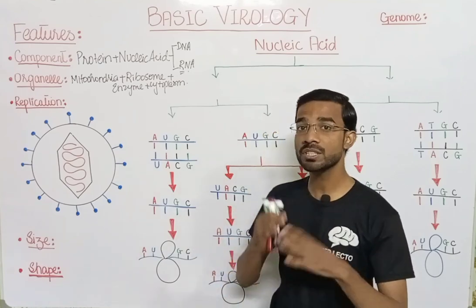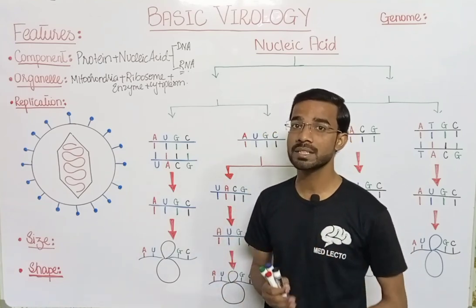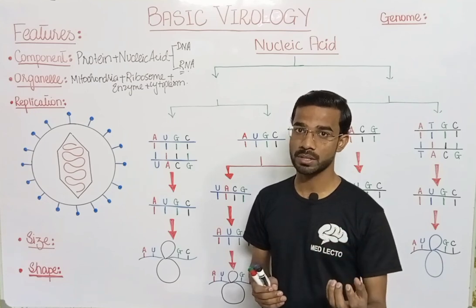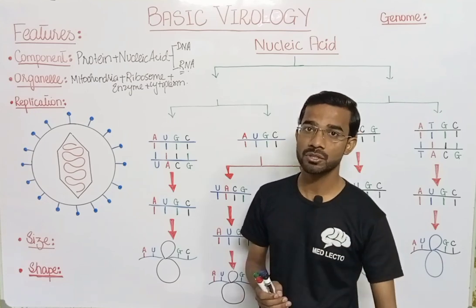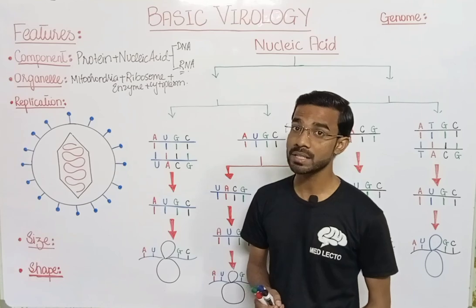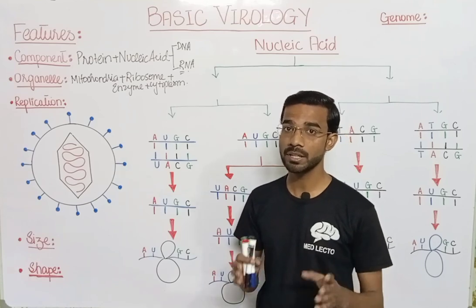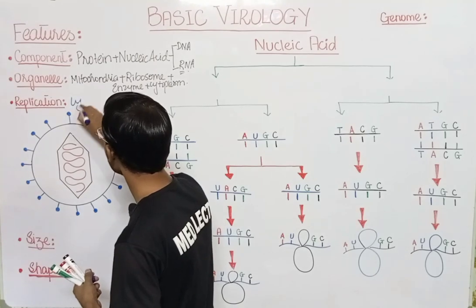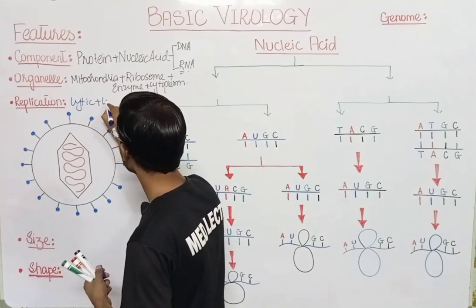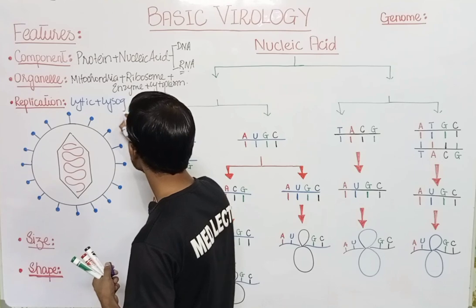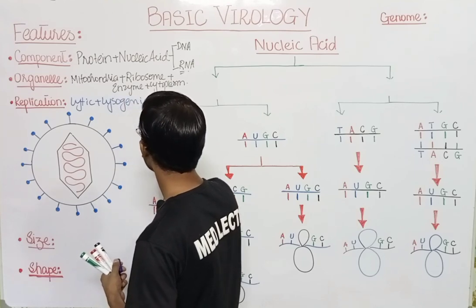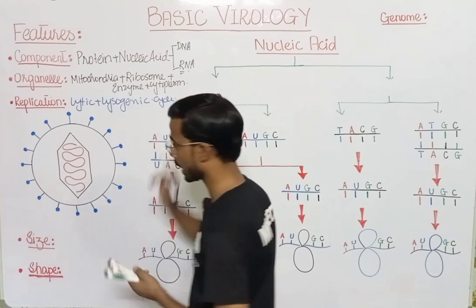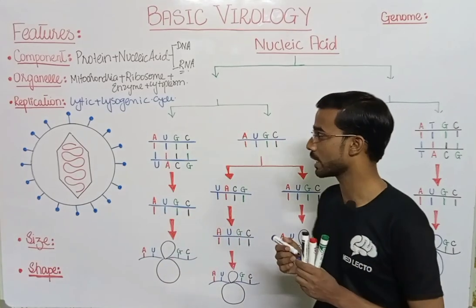Okay, how do viruses replicate? Generally speaking, there are two basic processes through which viruses replicate: the Lytic cycle and the Lysogenic cycle. So these are basically the two cycles, Lytic and Lysogenic.